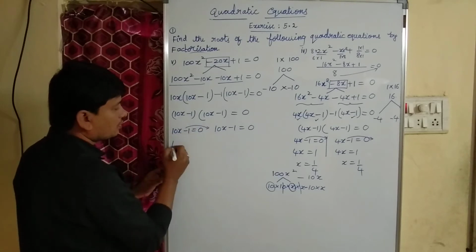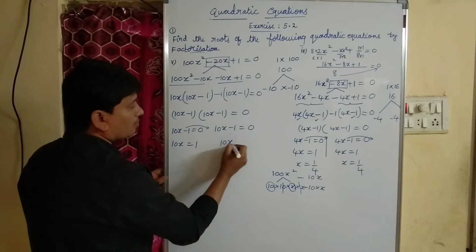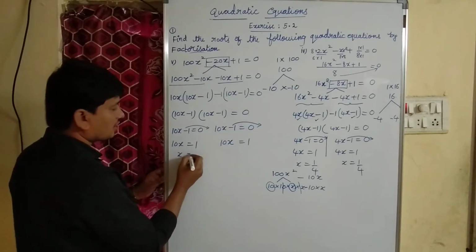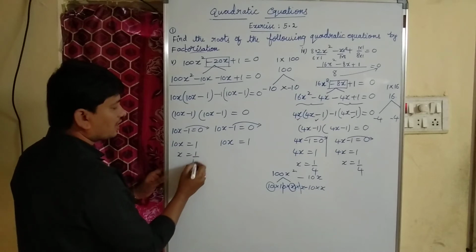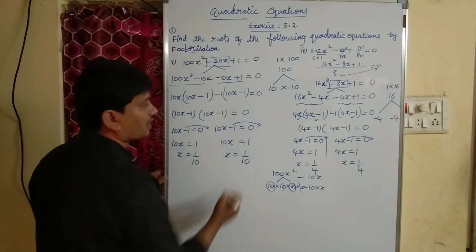Minus 1 you transpose, you will get plus 1. Here also minus 1 you transpose, you will get plus 1. So 10x equal to 1. Here 10 is multiplying, it will divide. Here also x is equal to 1 by 10.